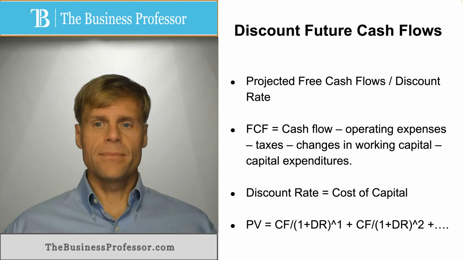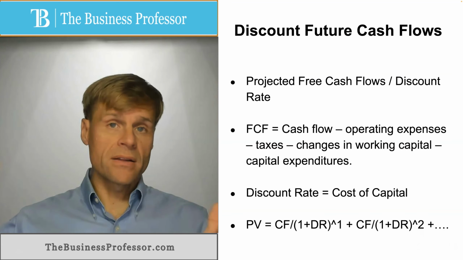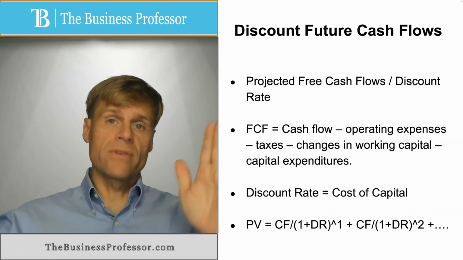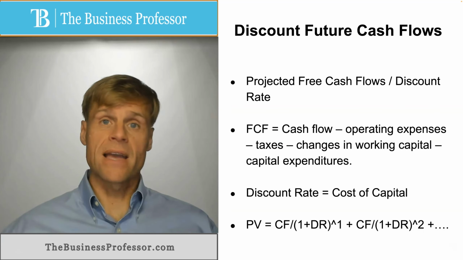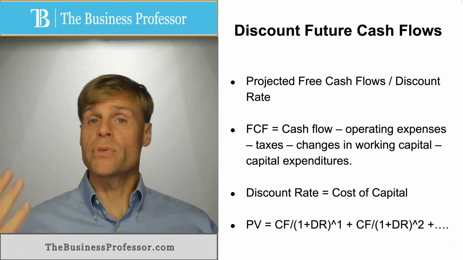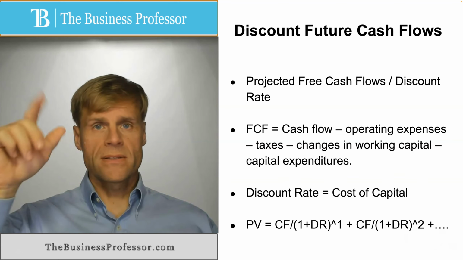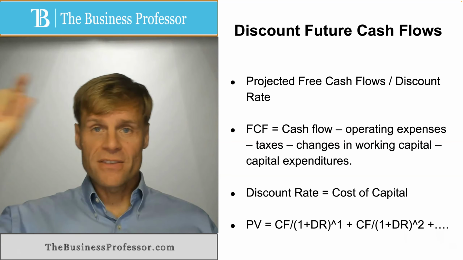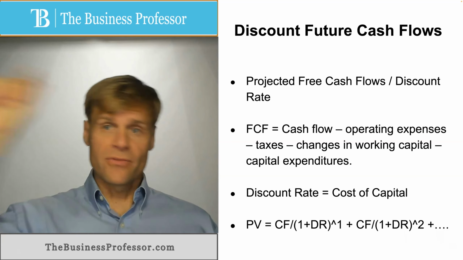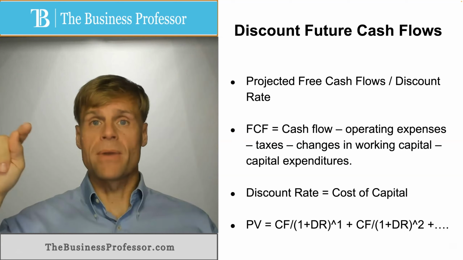So say my cash flow were $100 each year going forward. So I would say $100 divided by 1 plus whatever my discount rate is. Say it's 10%. So 1 plus 0.10, so 1.1, right? That first year's discount is the free cash flow, $100 divided by 1.1.